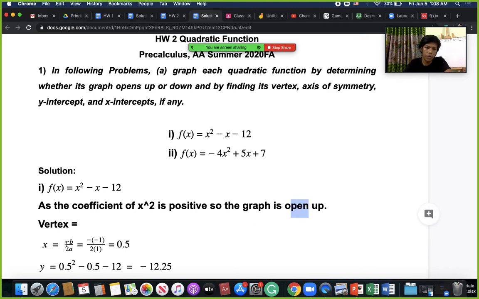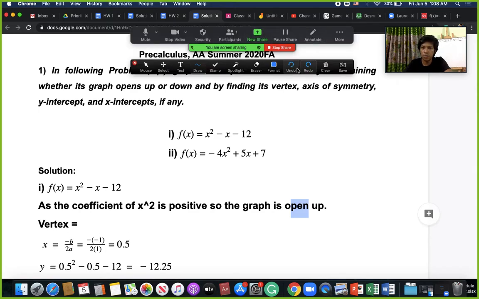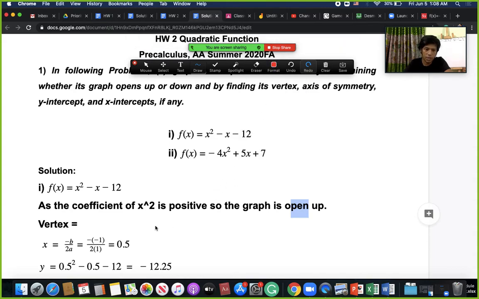Then we have the vertex, and finding the x value of the vertex is minus b by twice a. This is how we find the x value of the vertex. Let me write here a, b, c. What is a? What is b? And what is c? It's just from the question, as you can see. This is our question.